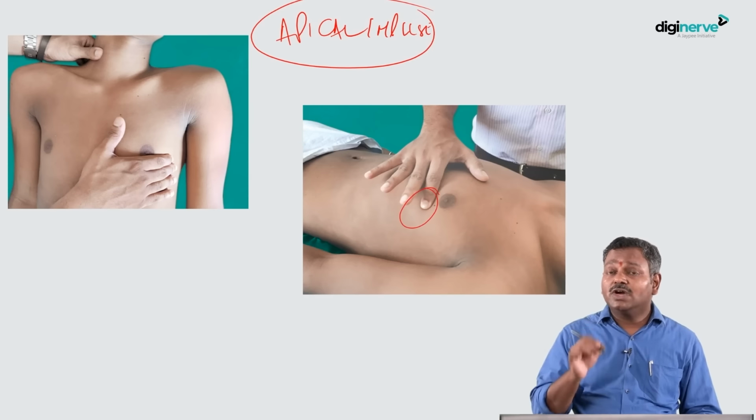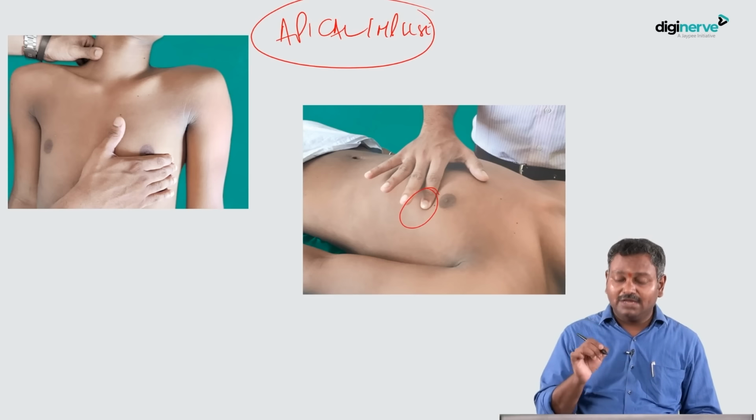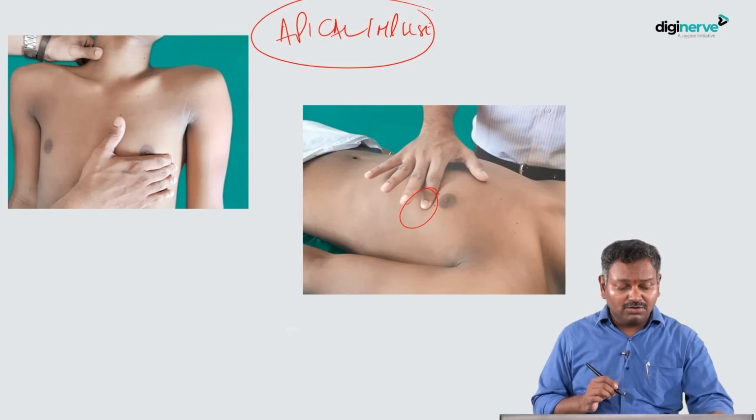So you are going to localize the apical impulse very precisely, to a point. So how do we do this? So this is the video. First you put your full palm there, feel for the pulsations, then try to narrow it further, and finally you are going to point out with one finger. Always remember, the apical impulse will give you all the clues whether there is cardiomegaly or not.